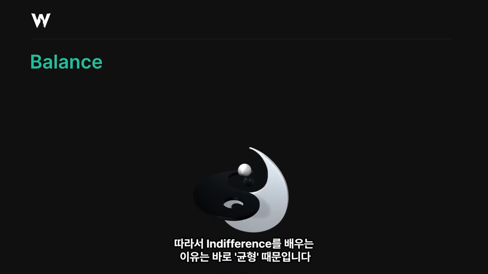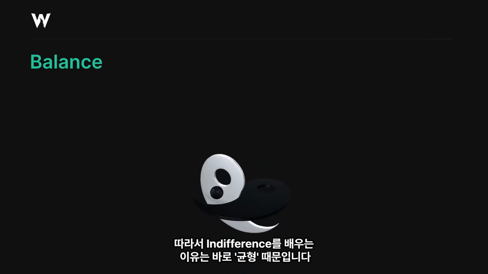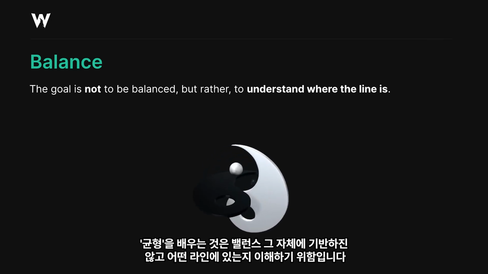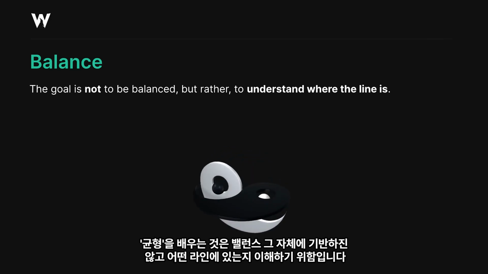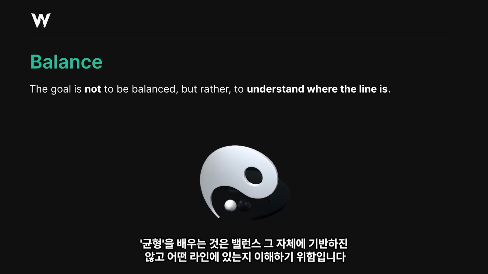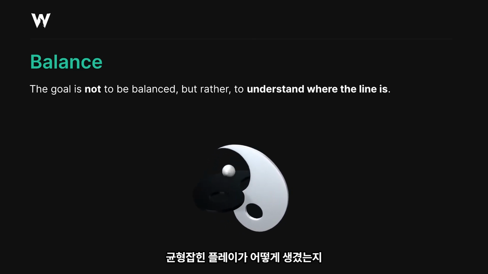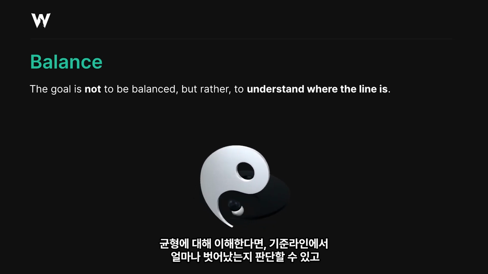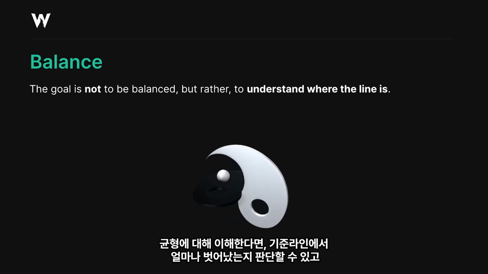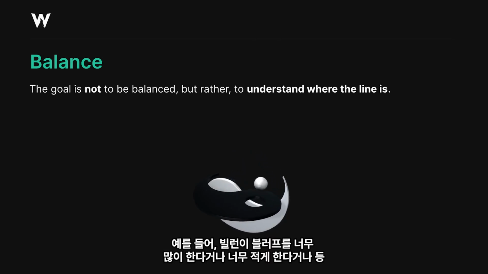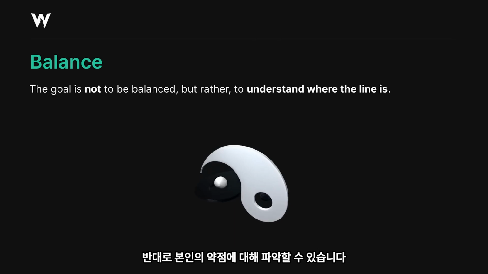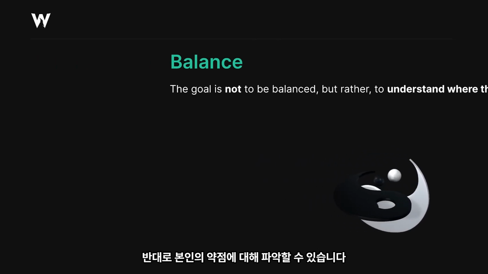So the reason we understand indifference is to find balance. And the goal of balance is not by itself to be balanced, but rather to understand where the line is, to understand what balanced play looks like in a vacuum. When you understand where the line is, you have a baseline from which to deviate if your opponents are, for example, not bluffing enough or bluffing too much. And in contrast, you'll also see where your own leaks might be.